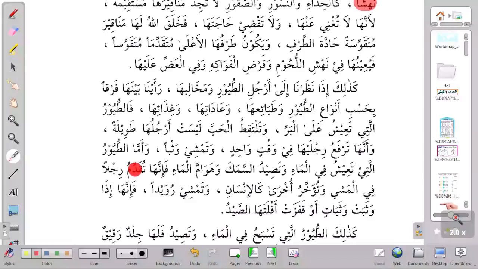فإنها تقدم رجلا في المشي, they bring one leg forward in walking. وتؤخر أخرى كالإنسان, and then they delay the other, like the human being. وتمشي رويدا, and then they walk slowly. فإنها إذا وثبات, for if it should leap, أو قفزت, or it should hop, أفلتها الصيد, the hunt will escape. أفلت means for something to escape. أفلتها الصيد, the prey, the thing that it is trying to catch, will escape it. It will run and leave it.